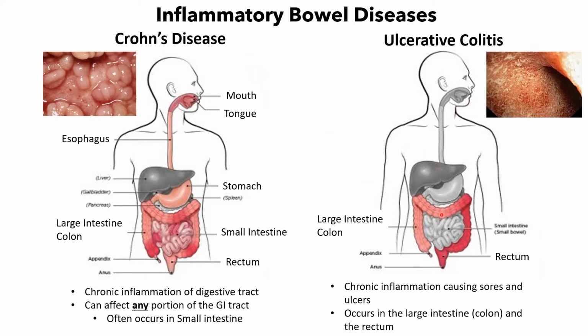Now, in this image, we'll notice that it is only the large intestine that has been colored, and we can see that specifically the small bowel is actually left out. So now, with ulcerative colitis, we're focused more on the large intestine. This is where chronic inflammation is going to cause the sores and ulcers, and can even affect the rectum.